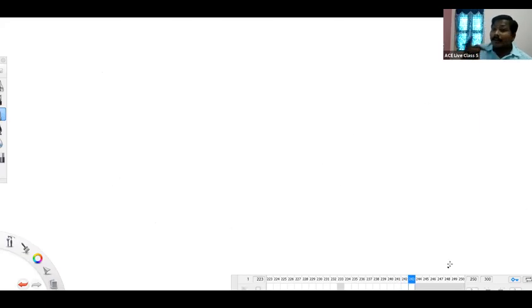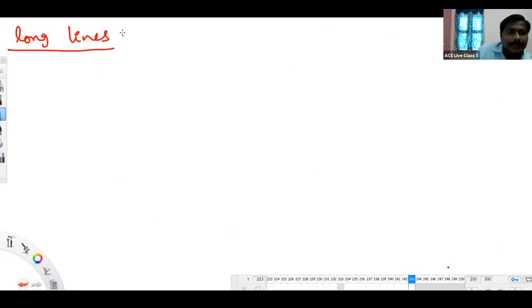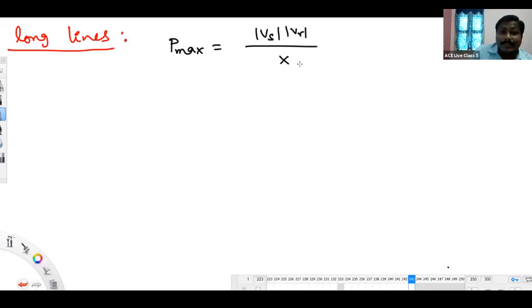Next, long transmission lines, or you can say long length of lines. See, as the length of the line is very high, your Pmax value will come very, very low. The maximum power transfer capacity is Vs into Vr by X. So X is very high, so Pmax is very, very low.